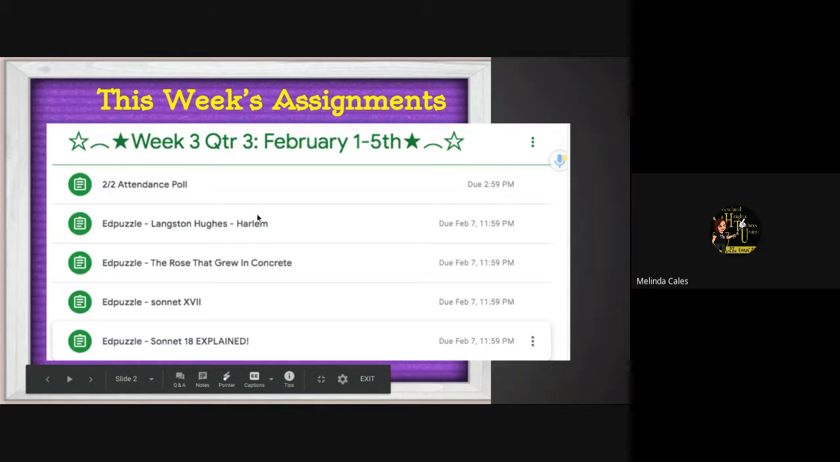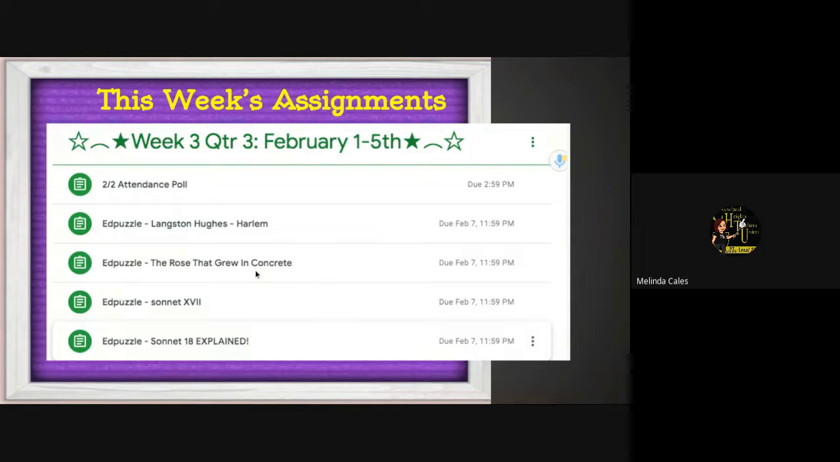The first 2 here are Harlem by Langston Hughes and The Rose That Grew from Concrete by Tupac Shakur. What those 2 have in common is that they deal with the central idea of dreams and making your dreams come true. Harlem by Langston Hughes is talking about what happens when you can't make those dreams come true and you have to put them off for some reason, whether that's because of society's pressures or the fact that society in some way is holding you back from completing them.